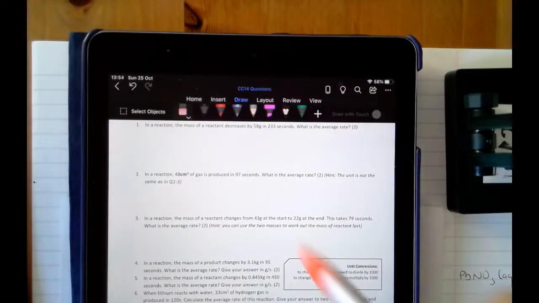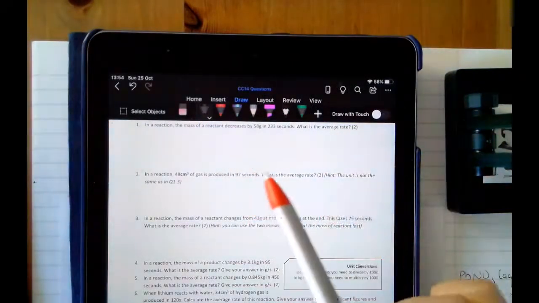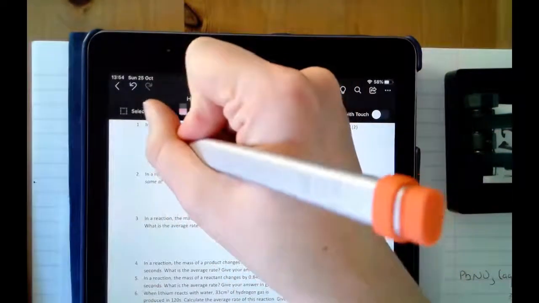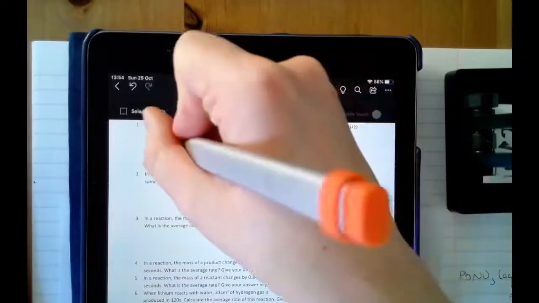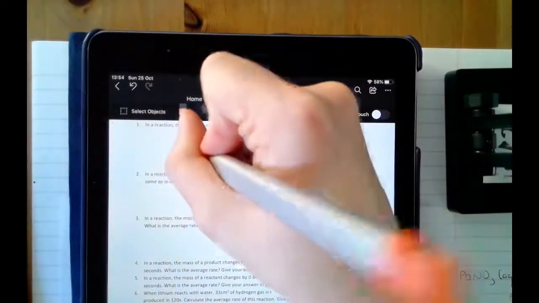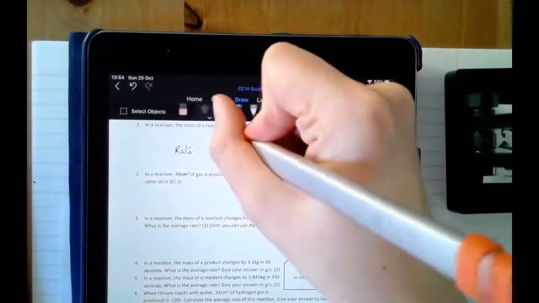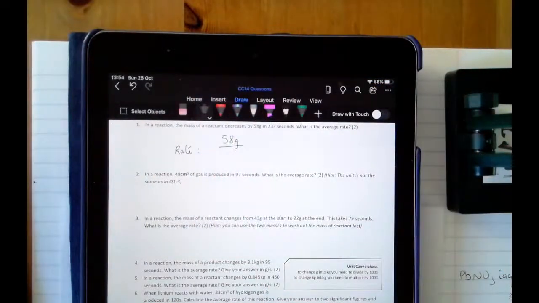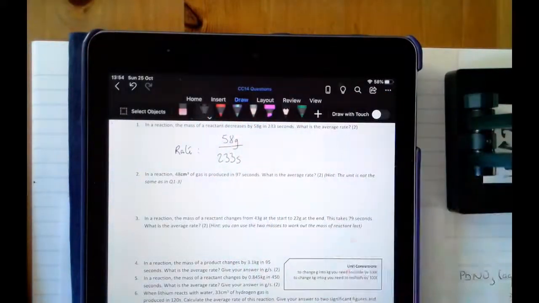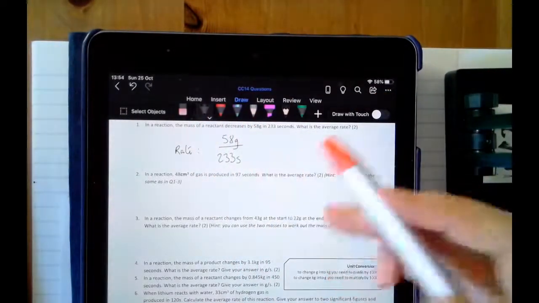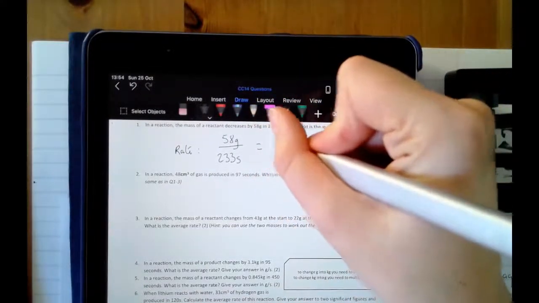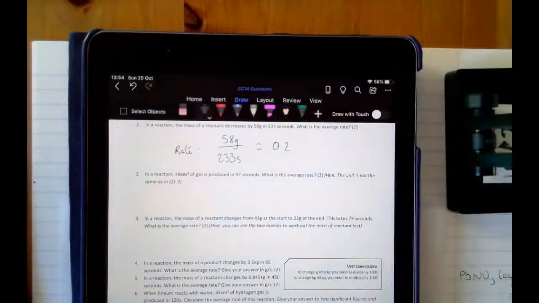In the first example here, it tells me that the mass is decreasing by 58 grams. That tells me that I'm getting a change in mass of 58 grams. So my change is going to be 58 grams. And the time it takes for this change to occur is 233 seconds. So it's always the change divided by the time. When I do that on my calculator, I get an answer of 0.2, just to one decimal place.